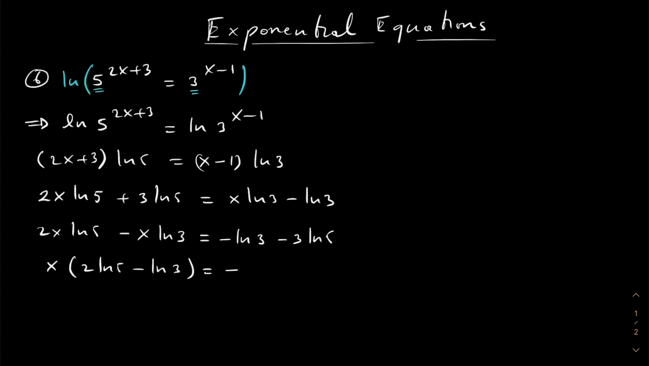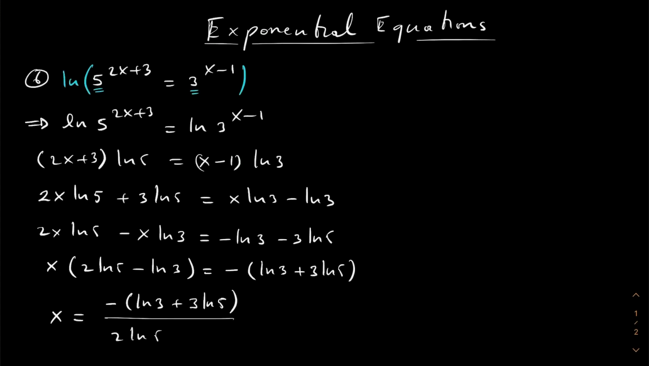So I'm going to have here negative, open parenthesis, ln of 3 plus 3 ln of 5. And so now finally, I can go ahead and divide both sides by 2 ln of 5 minus ln of 3. And that should give me x equals minus ln of 3 plus 3 ln of 5 in parenthesis divided by 2 ln of 5 minus ln of 3.